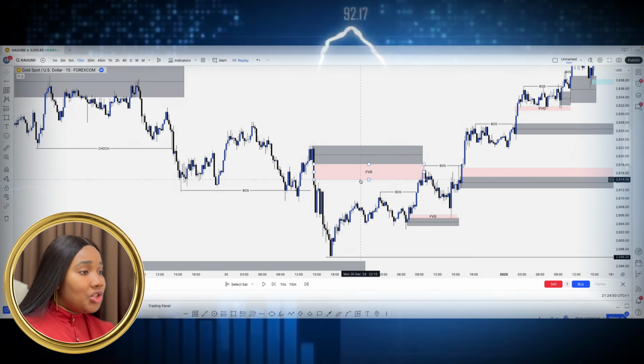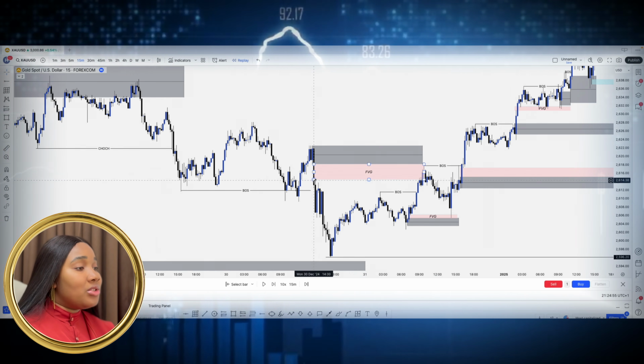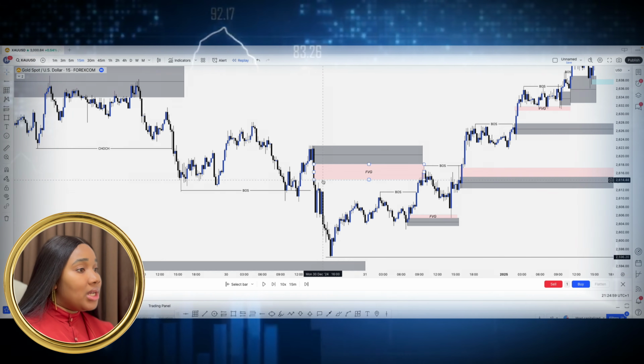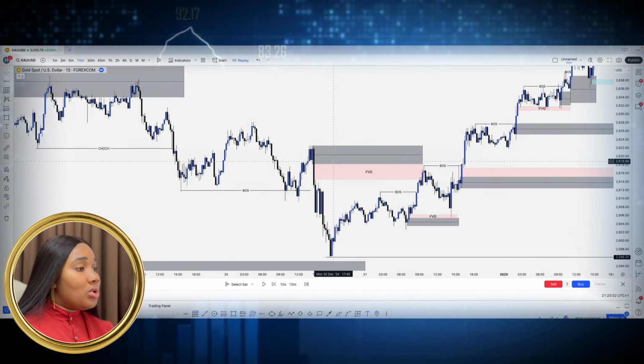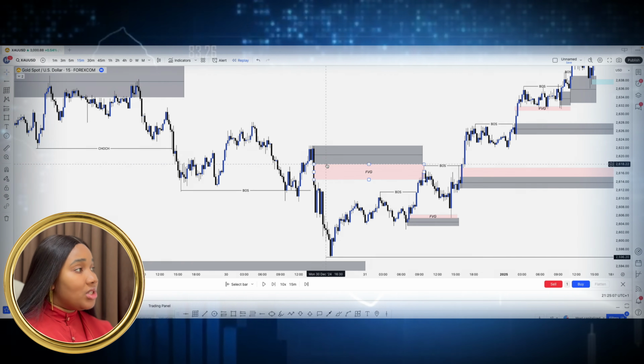And then FVG, you can also use it as your point of interest. That is the gap price creates on the chart whenever there is an unequal movement between the buyers and the sellers. So these are two important concepts that come with our strategy, which is smart money concept.